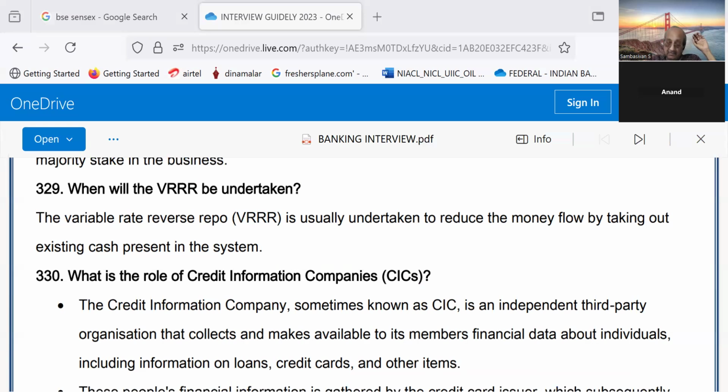What is the role of credit information companies? The Credit Information Company, sometimes known as CIC, is an independent third party organization that collects and makes available to its members financial data about individuals, including information on loans, credit cards, and other items.